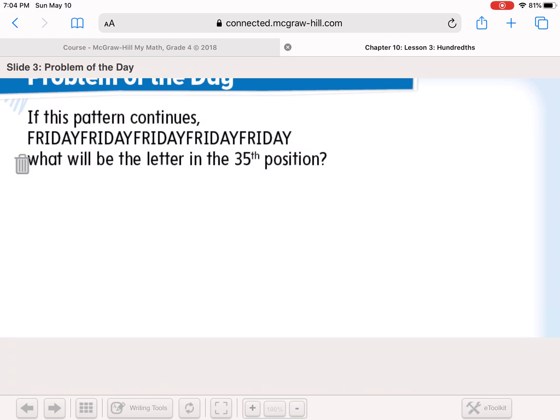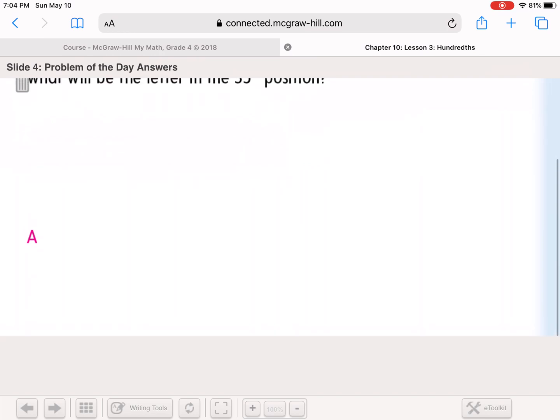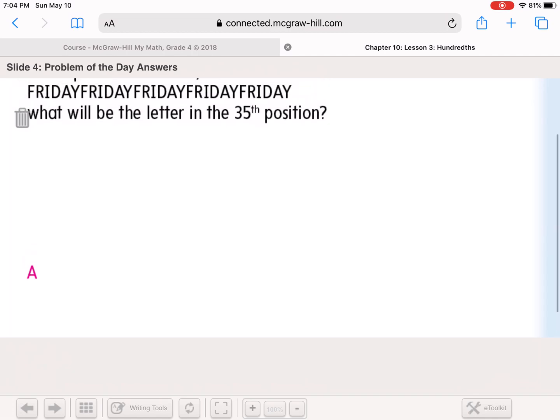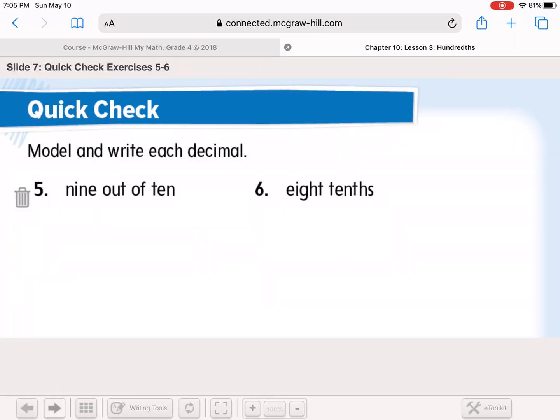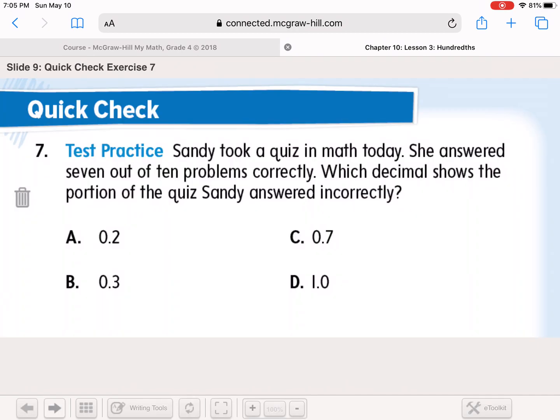Okay. What letter is in the 35th position? Literally, I let you guys just do that one on your own because you just had to keep counting until you got to 35. And I think that's pretty easy and you guys are pretty smart. Okay, moving on. We're not doing the quick check.